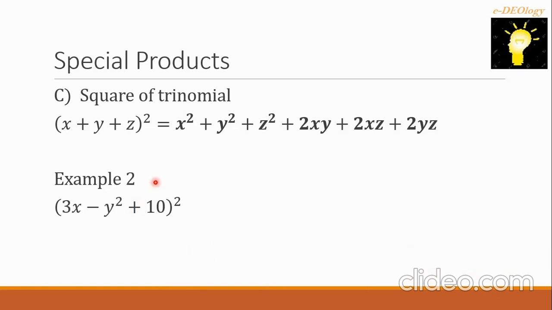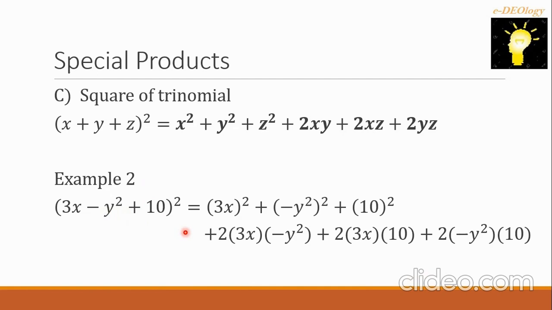Let's see example 2. 3x minus y squared plus 10, all raised to 2. So let us use our special product. Let us square each term here. So 3x is squared. The negative y squared is also squared. And the positive 10 is squared. And for the second group, I will collect 2 terms at a time and then multiply it by 2. So first I'm going to multiply 3x and negative y squared. It's here and then times 2.